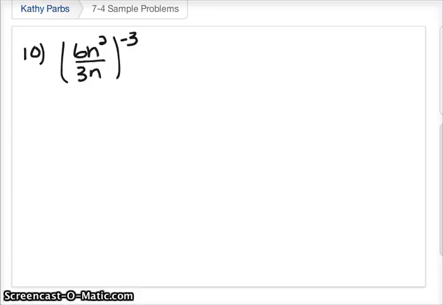And in this last example, this particular problem, I would simplify the parentheses and then distribute the negative 3. So I would have 6 divided by 3, n to the 2 minus, remember there's a 1 right there. So inside the parentheses, 6 divided by 3 is 2. n to the 2 minus 1 would be n to the 1. So don't forget there's a 1 on each one of these.